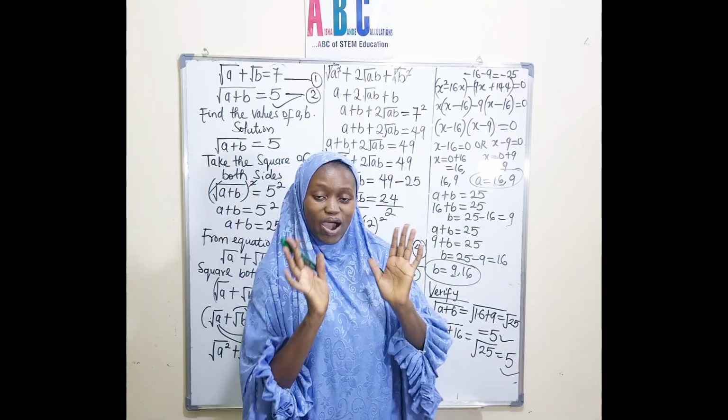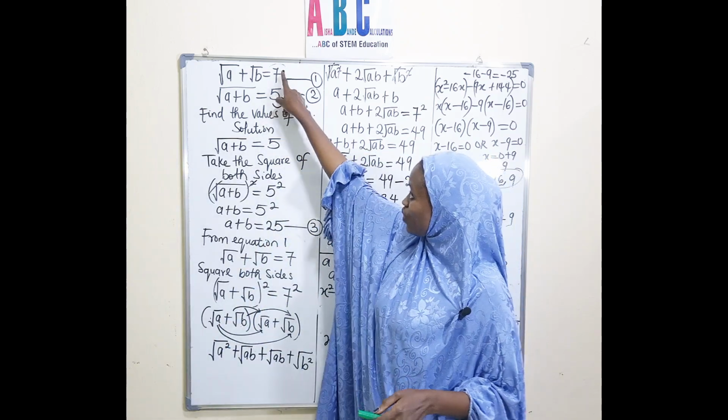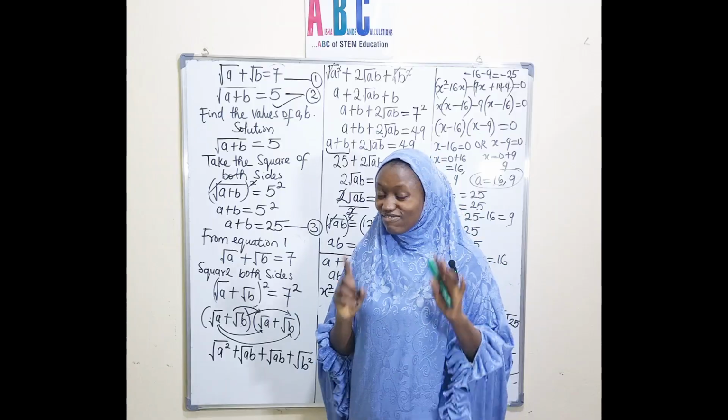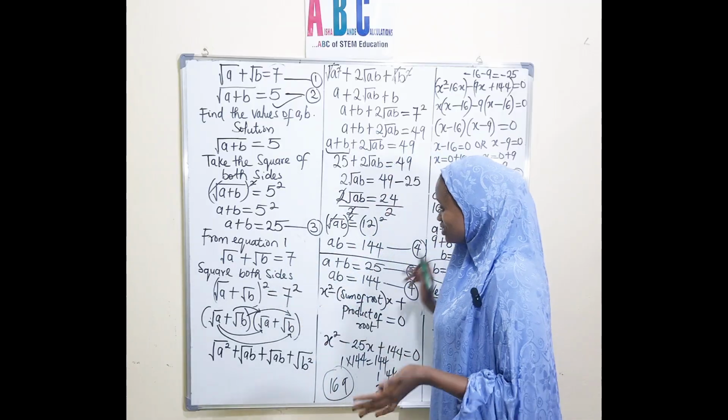So viewers, I want us to use the values of A and B and substitute into equation 1, which is square root of A plus square root of B is equal to 7. Verify if the answer is correct. That's our activity. So easy, right?